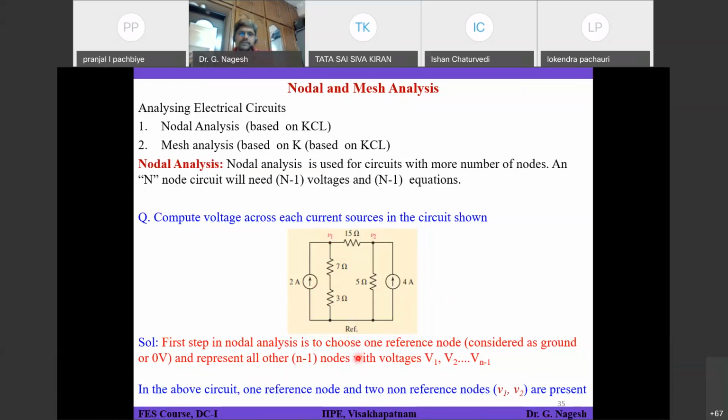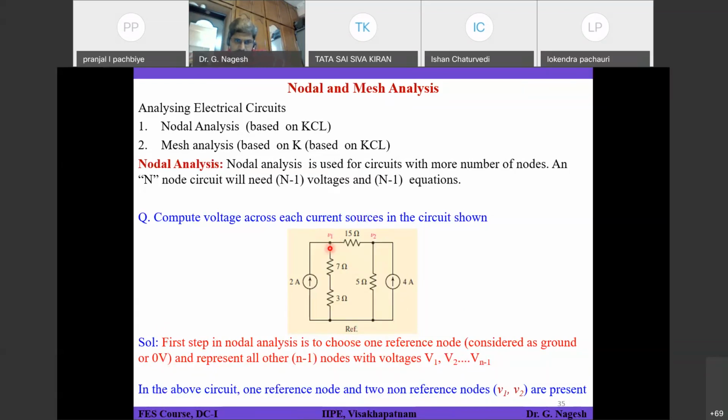What is the first step in nodal analysis? Choose one node as the reference node, considered as the ground node or 0 volts. In this circuit, this bottom node is considered as your reference node, which is at 0 volts. Then represent all other nodes with voltages V1, V2, V3, and so on up to Vn. That's what is done here.